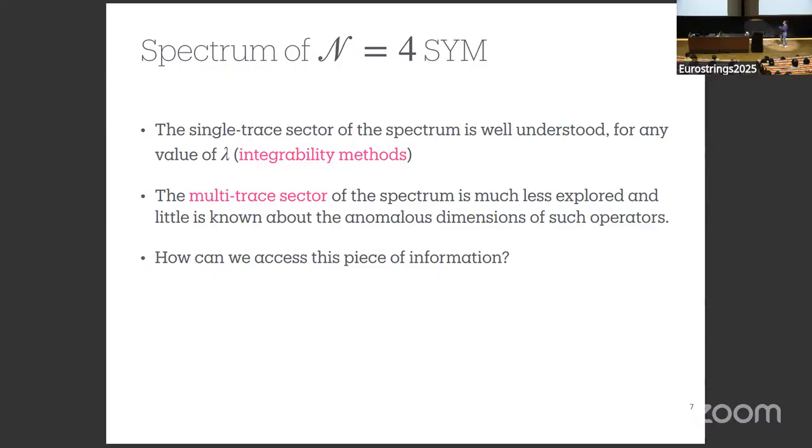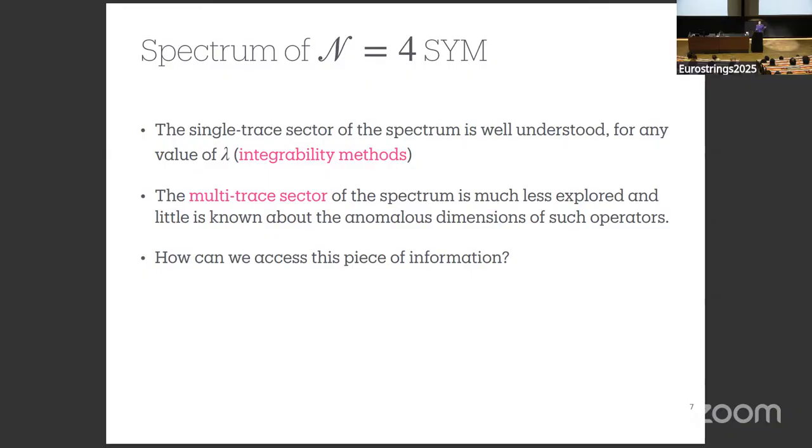So if we want to go a bit away from the planar limit, it's much more complicated. In particular, for the multitrace sector of the spectrum, very little is known. There is some information that one can infer from studying higher, like 4-point functions using integrability methods in the weak coupling regime. But other than that, very little is known about the multitrace sector of N=4 super Yang-Mills. The kind of question that I would like to address, or at least say something about, is how we can access this piece of information.